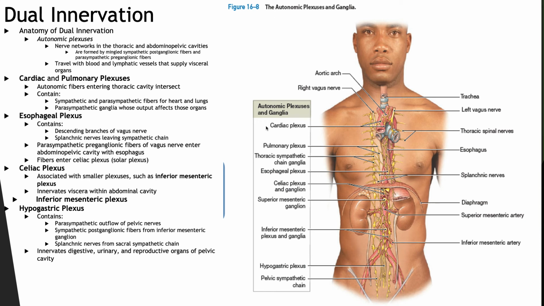The parasympathetic preganglionic fibers of the vagus nerve enter the abdominopelvic cavity with the esophagus. There, the fibers enter the celiac plexus, also known as the solar plexus. The celiac plexus and the associated smaller plexuses, such as the inferior mesenteric plexus, innervate viscera within the abdominal cavity. The hypogastric plexus innervates the digestive, urinary, and reproductive organs of the pelvic cavity. This plexus contains the parasympathetic outflow of the pelvic nerves, sympathetic postganglionic fibers from the inferior mesenteric ganglia, and the splanchnic nerves from the sacral sympathetic chain.